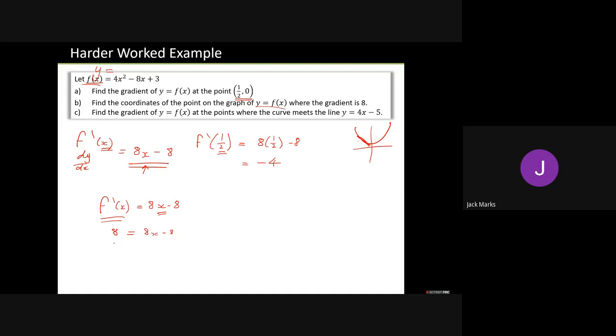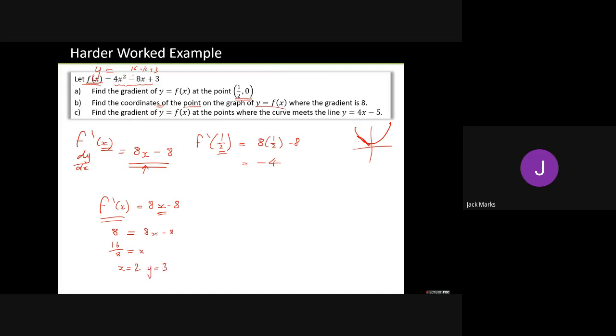Add 8 to both sides. 16 over 8 is x. So x equals 2. It does say find the coordinates. I should say find the coordinates really, because it is about a point. So you need to just put it back into the original and find the y value. So x squared is 4, so 16 minus 16 plus 3. So x equals 2, y equals 3.